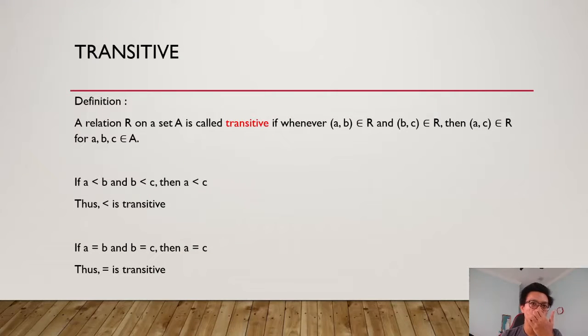Next, for transitive, the definition is: a relation R on a set A is called transitive whenever (a, b) belongs to R and (b, c) belongs to R, then (a, c) belongs to R, for a, b, c belonging to A. For example, if a is smaller than b and b is smaller than c, then a is smaller than c. That is transitive. And if a equals b and b equals c, then a equals c. That's also transitive.